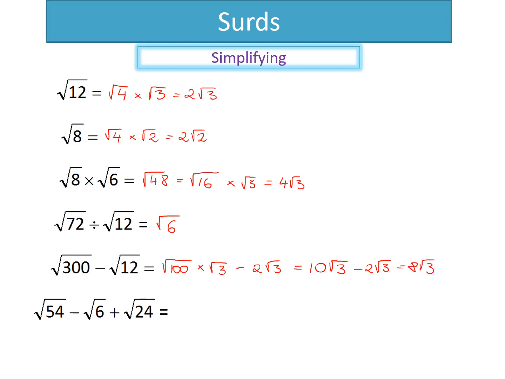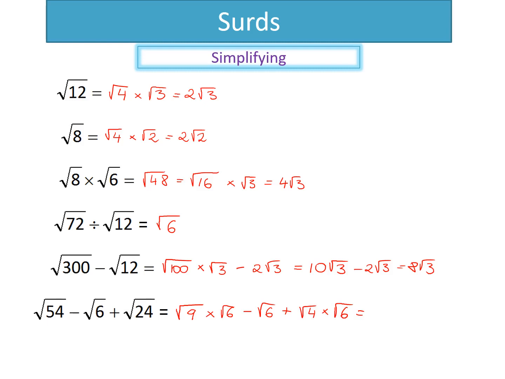And in my final example, I need to simplify the surds. So I can write square root of 54 as 9 times 6. So square root of 9 times square root of 6. Then I take away square root of 6, and then I add, and I can write square root of 24 as 4 times square root of 6.